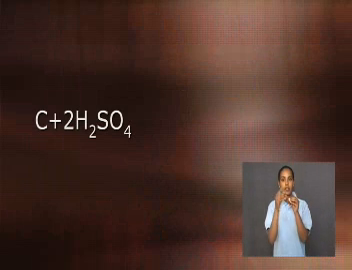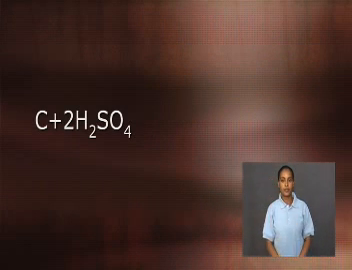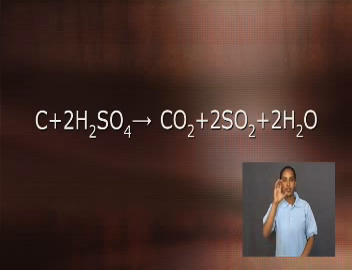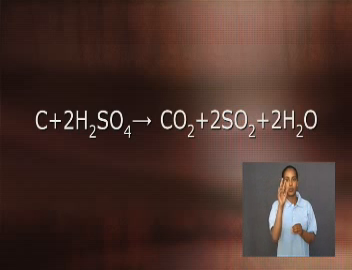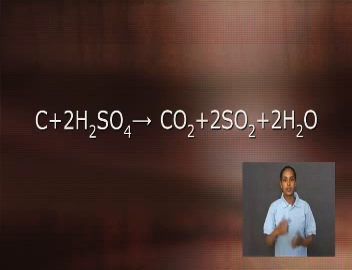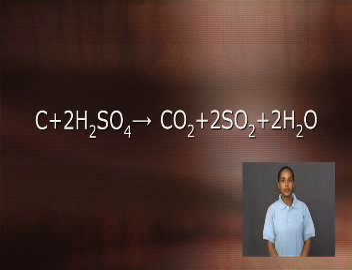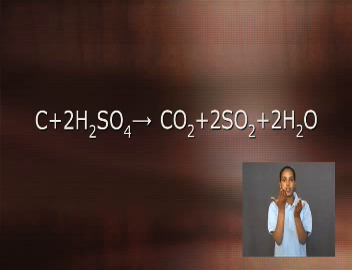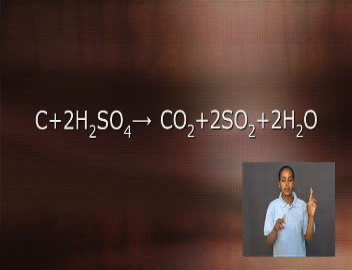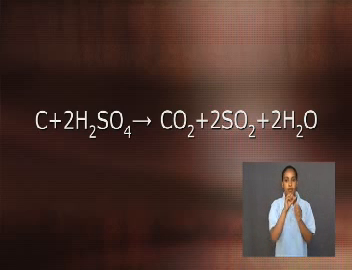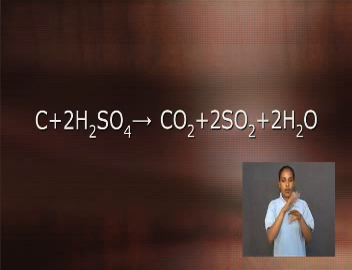If you got the answer C plus 2H2SO4 to CO2 plus 2SO2 plus 2H2O, then you are correct. We know the equation is balanced because the number of atoms on the reactant side is equal to the number of atoms on the product side. Also, the net charge is 0 on each side.